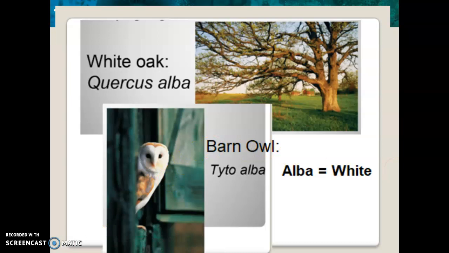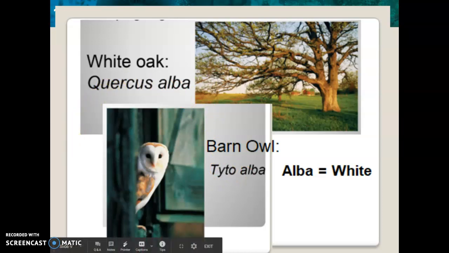And to show you the example here, first the descriptor here, alba. Alba is referring to white. So if I just put alba by itself, I don't know what that could be. It could be this barn owl here. You can see it's named Tyto alba. See its white face. Or this Quercus alba, I could be talking about a white oak. So you won't see, or you shouldn't see, the species written by itself, but there is a possibility that you could see the genus written by itself.